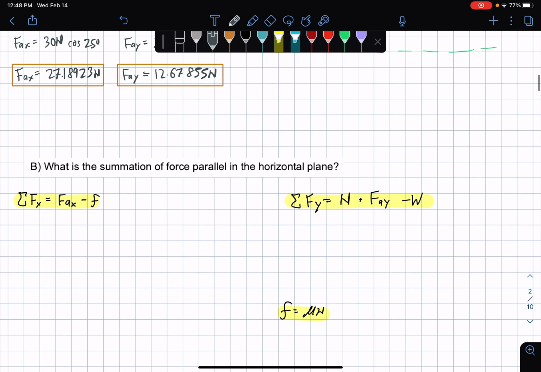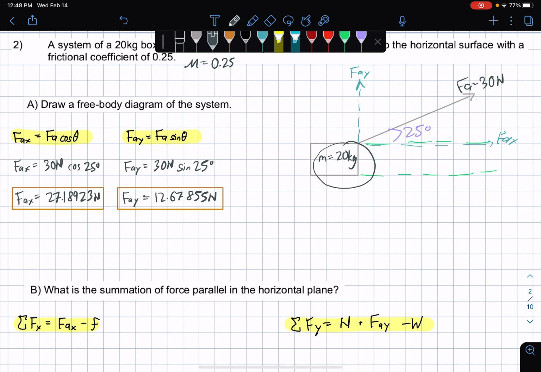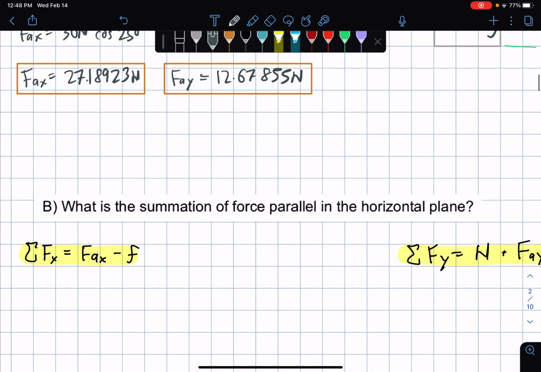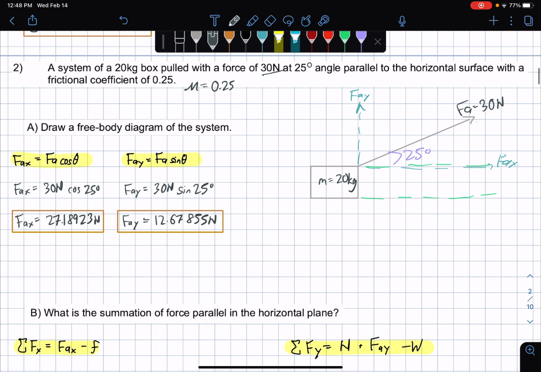So for letter B, let's identify the summation of the force parallel to the horizontal plane or the x-axis. So summation of Fx, that is definitely not equal to 0 because there's friction. The object is definitely moving in the x-axis. So Fax, we know that is equal to 27.18923 newtons. What is our friction? This is definitely not friction. That is the frictional coefficient.